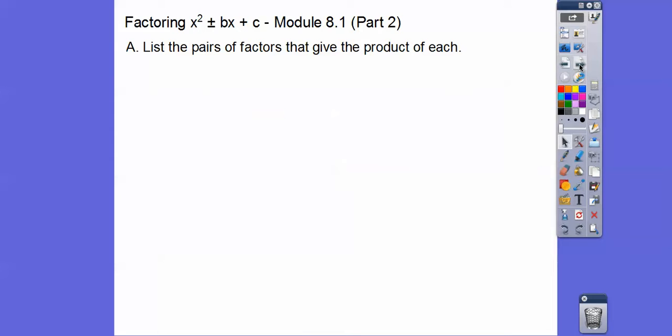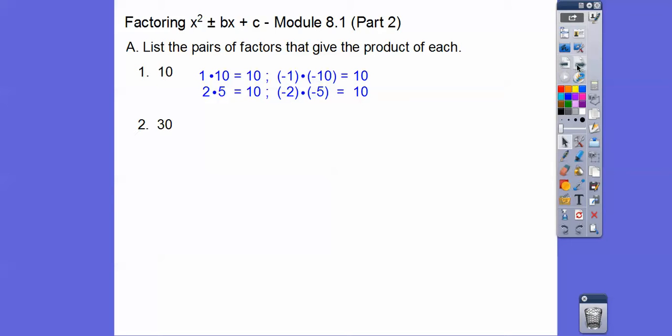All right, so let's start off with listing pairs of factors that give the product of each number here. So 10, okay? 1 times 10 equals 10, and 2 times 5 equals 10. But don't forget about the negatives, you guys. A negative times a negative is also a positive. So negative 1 times negative 10, and negative 2 times negative 5.